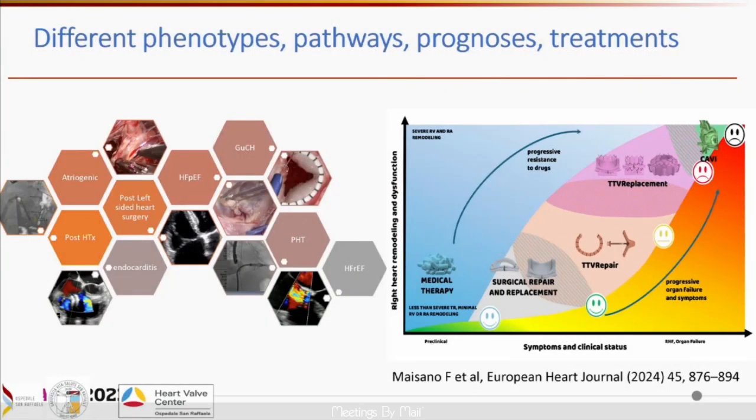Tricuspid regurgitation is not one entity. There are so many phenotypes, and each phenotype comes from a different history. It's a huge difference between a patient with previous left heart disease, who has probably been operated on for mitral valve, from the patient who has a pacemaker, from the patient who has been transplanted, from the patient who has AFib. Each of these phenotypes today is treated the same way. We don't know how to differentiate our decisions.